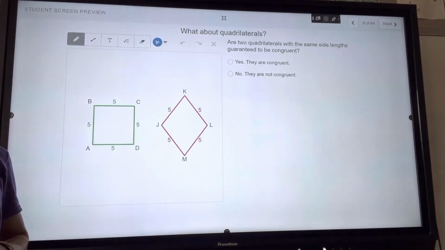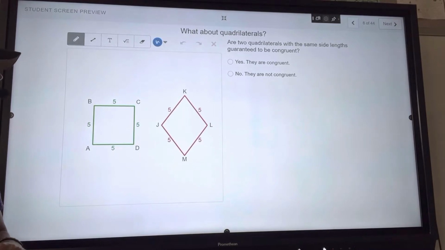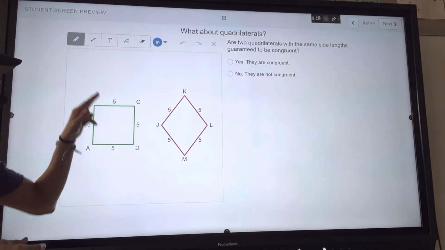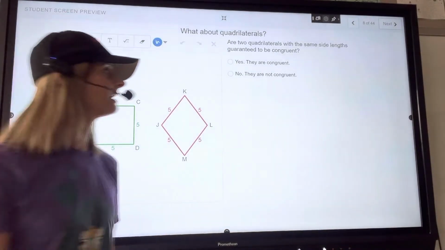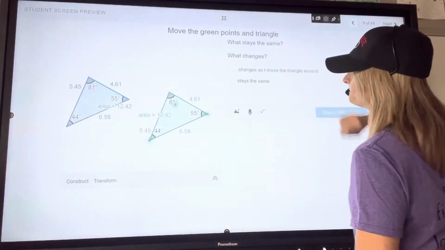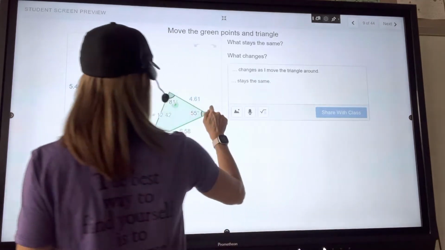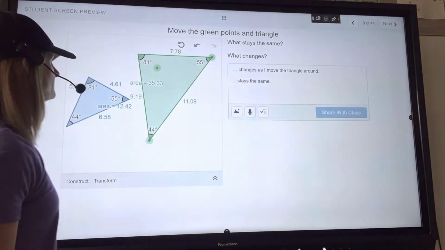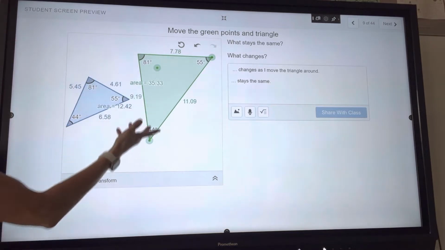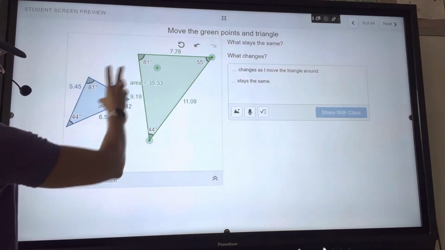and it be exactly the same? No, they're not congruent. Just because the lengths of the sides are the same doesn't make the figures the same. And the same goes for the angles. I'm going to move this triangle around and make it bigger. You can see that the lengths of the sides are different here because this triangle is bigger than this one.